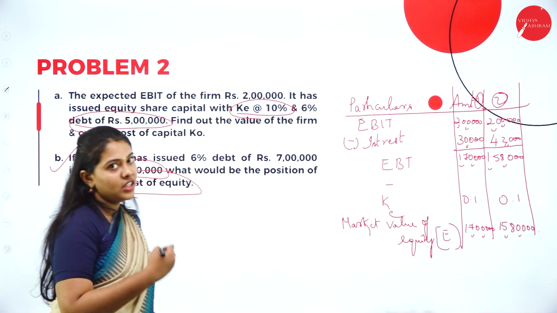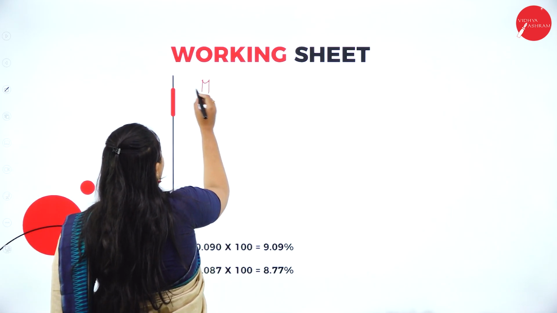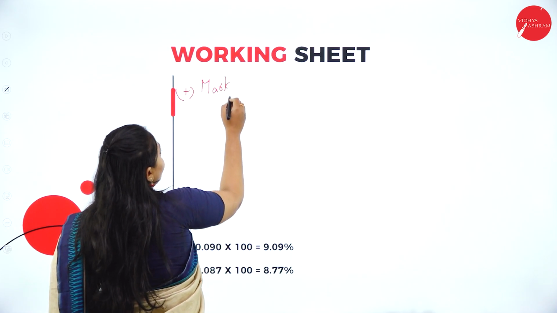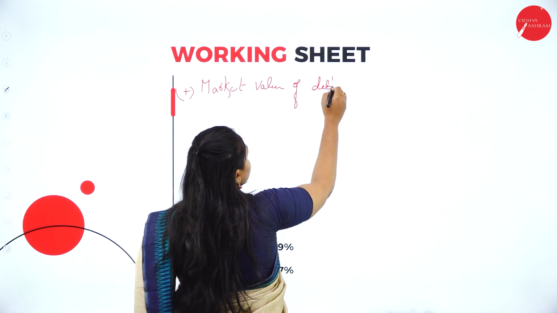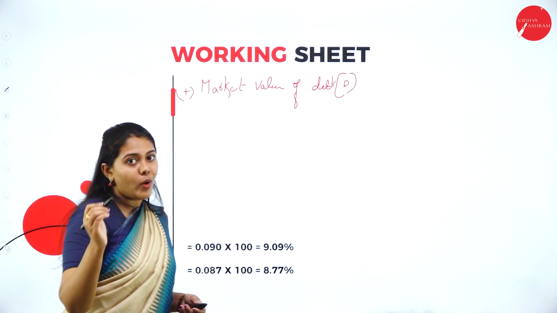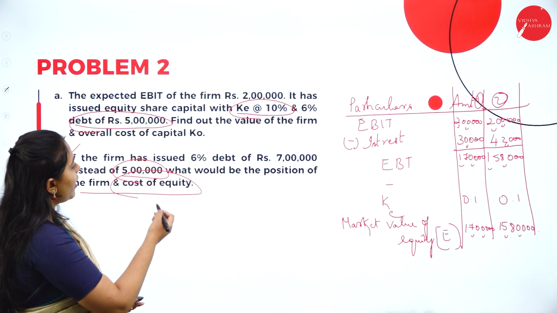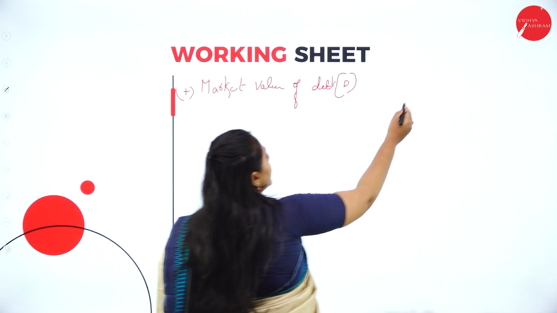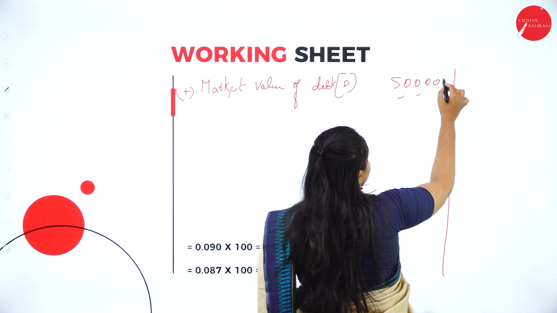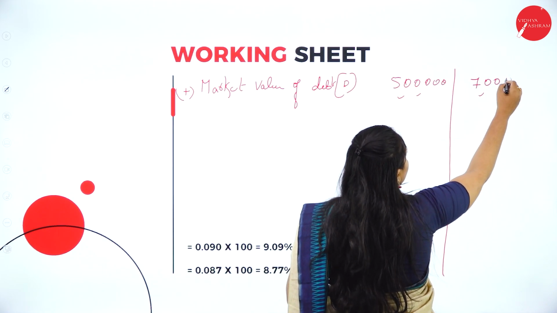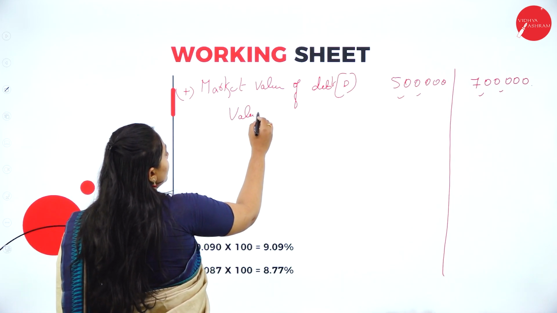So I will continue in the next slide. The same thing, particulars, amount. The next is what? Add the market value of debt to get the value of the firm. So what is your value? Market value of debenture, that is 5 lakh for case 1 and 7 lakh for case 2. So let's add and check out the value of the firm.